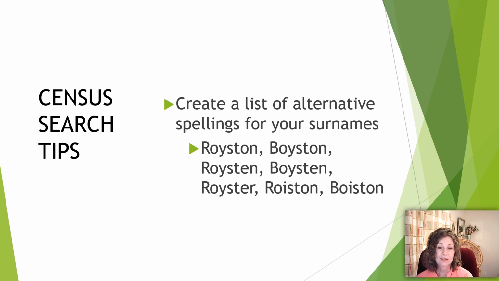So in this example, you see all the different ways that I have found Royston, one of my surnames, spelled: with a B, with an R, with an O-N, an E-N, an E-R, R-O-I, B-O-I, and there's probably even more variations of this surname. You might have a surname that could have 10 or 20 variations. So keep a list of those, and then as you're doing your census searches, you can try all those out. Now, another fun way that you can do your searching is using wildcards.